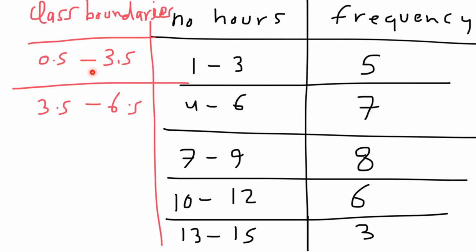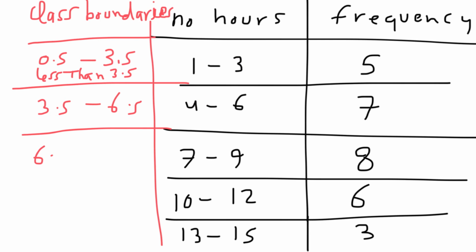In fact, this ends just before 3.5, which means if anyone studies for exactly 3.5 hours, he will actually belong here. So that just means just before 3.5. That means, if you want to know the meaning of this, less than 3.5, because 3.5 itself will come here. Anyway, I hope you got the idea of the boundaries.